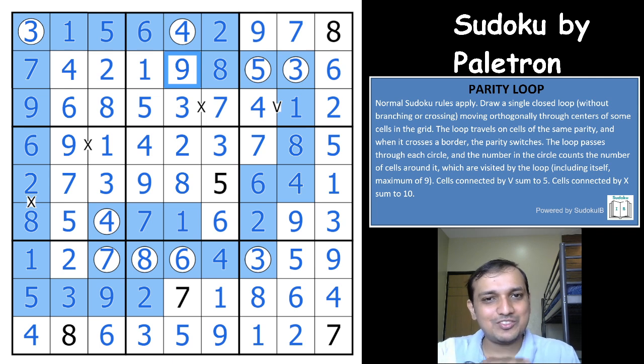What an amazing Sudoku. The way this Sudoku was made was really marvelous. Perfectly designed Sudoku using both the Sudoku and the puzzle constraint. I am saying I'm going to make this Sudoku. I'm inspired by this Sudoku. Thanks a lot, Paletron, for such a wonderful Sudoku.